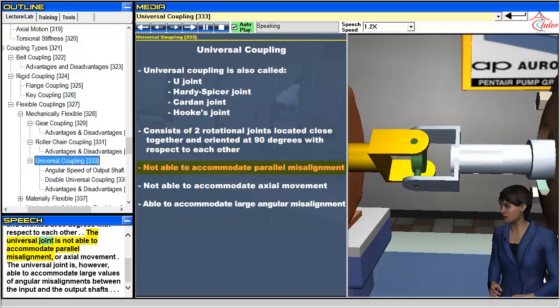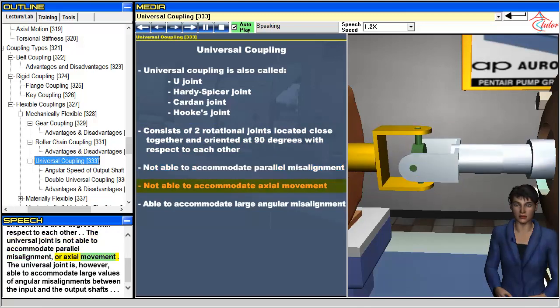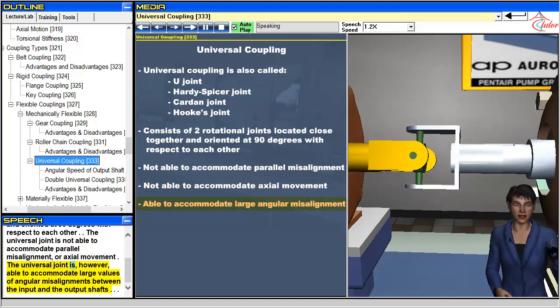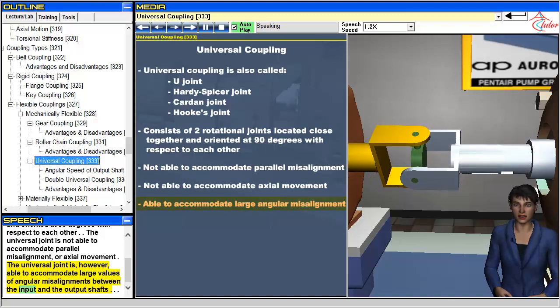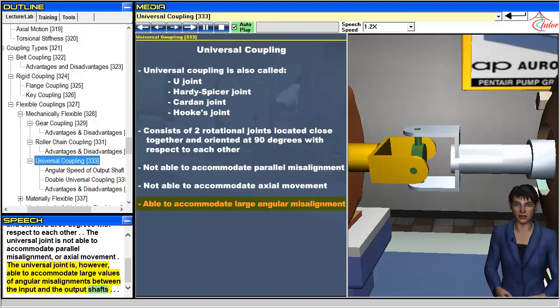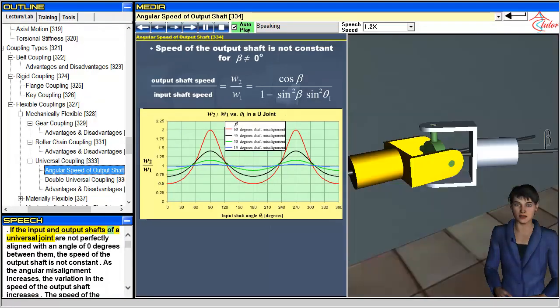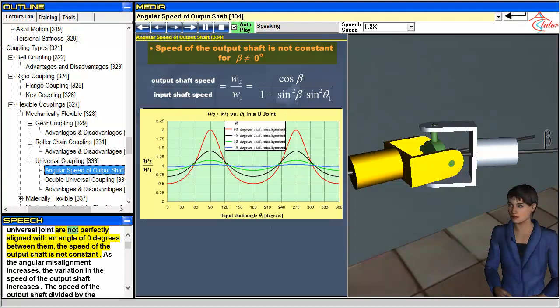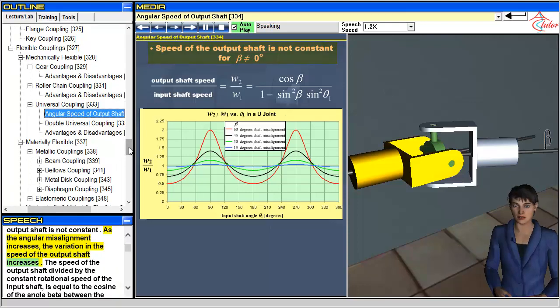The universal joint is not able to accommodate parallel misalignment or axial movement. The universal joint is, however, able to accommodate large values of angular misalignments between the input and the output shafts. If the input and output shafts of a universal joint are not perfectly aligned with an angle of 0 degrees between them, the speed of the output shaft is not constant. As the angular misalignment increases, the variation in the speed of the output shaft increases.